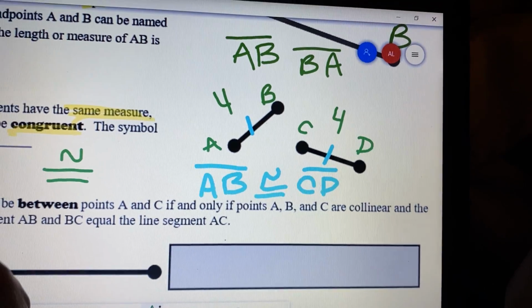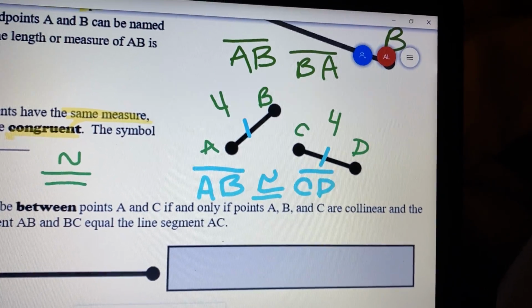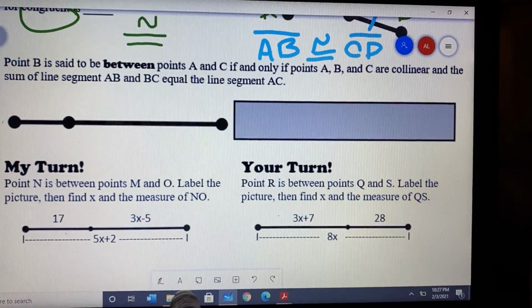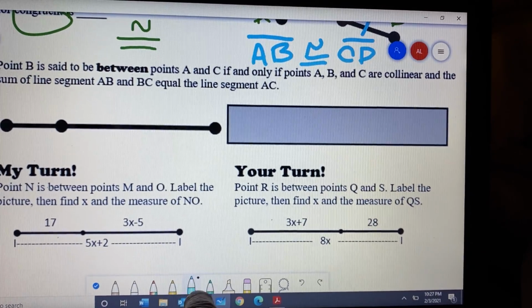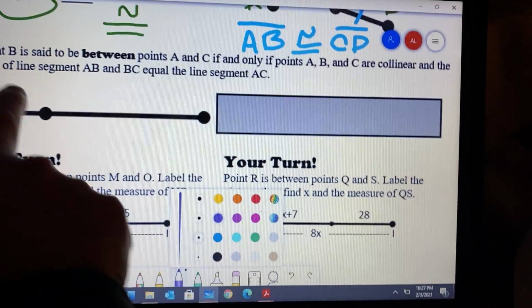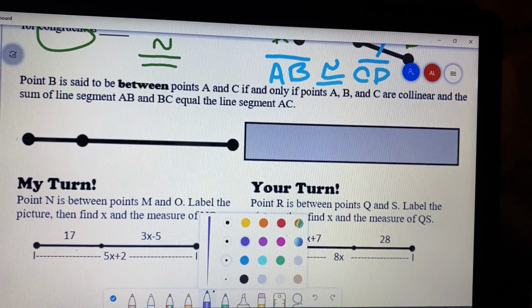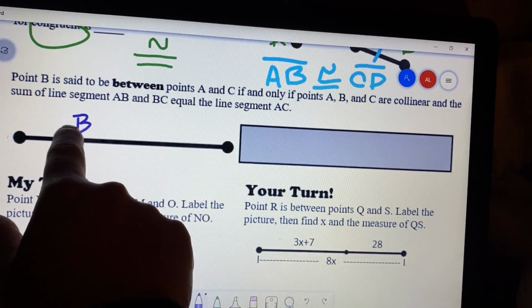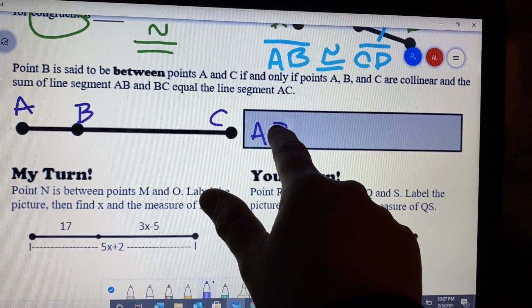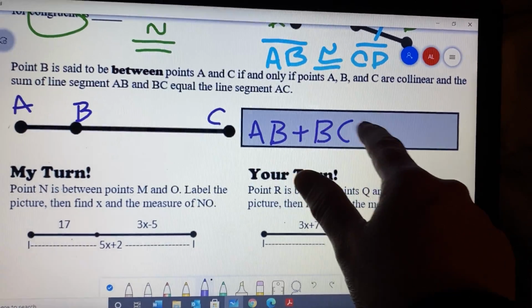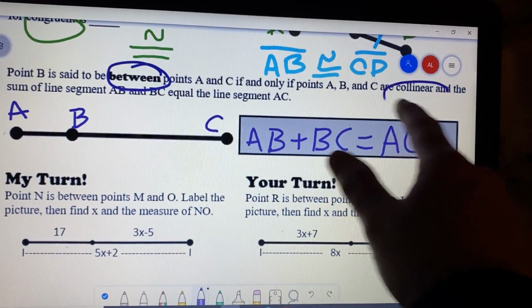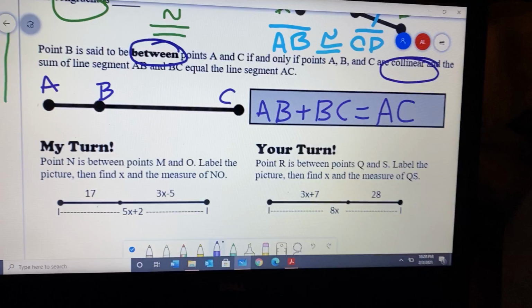All right, and then we're going to pick up a postulate, and it's called the segment addition postulate. So the segment addition postulate says if B is between A and C, then AB plus BC equals AC. And between means they have to be collinear for geometry.